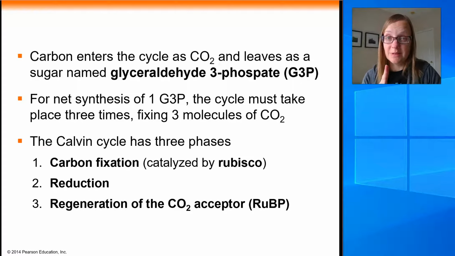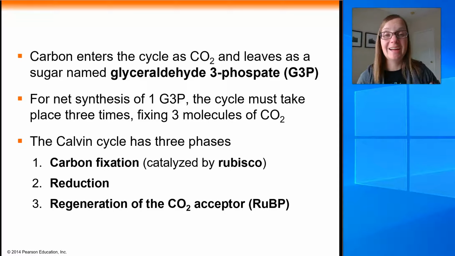Now, if we're going to build G3P, a 3-carbon sugar, how many carbons do we need? We need 3. Where do we get carbons to build these organic molecules? We get the carbons from molecules of carbon dioxide, CO2. So if we want to build a 3-carbon G3P, how many carbon dioxide molecules are we going to need to build one G3P? Hopefully you said, we're going to need 3 carbon dioxide molecules because each carbon dioxide molecule only has 1 carbon. So if you need 3 carbons to make G3P, that means 3 carbon dioxide molecules.